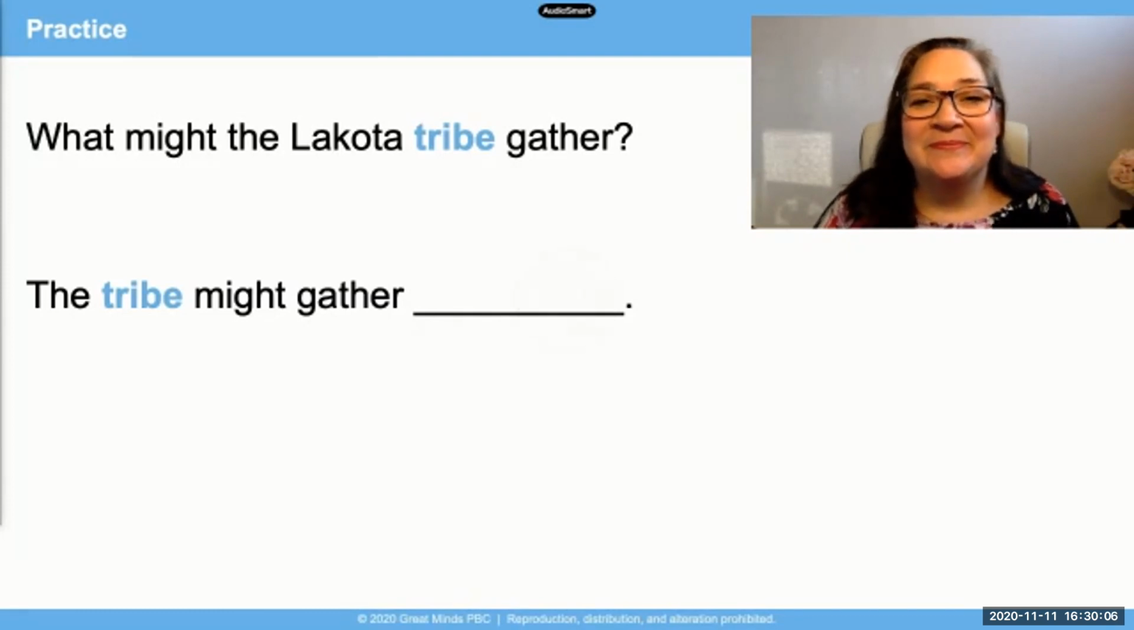So what do you think the Lakota tribe would gather if they wandered around? I remember in the book it talked about some of the tribes would wander around and gather plants and vegetables and fruits from different areas. So my sentence would be, the tribe might gather food. Tell your learning partner what your sentence is.